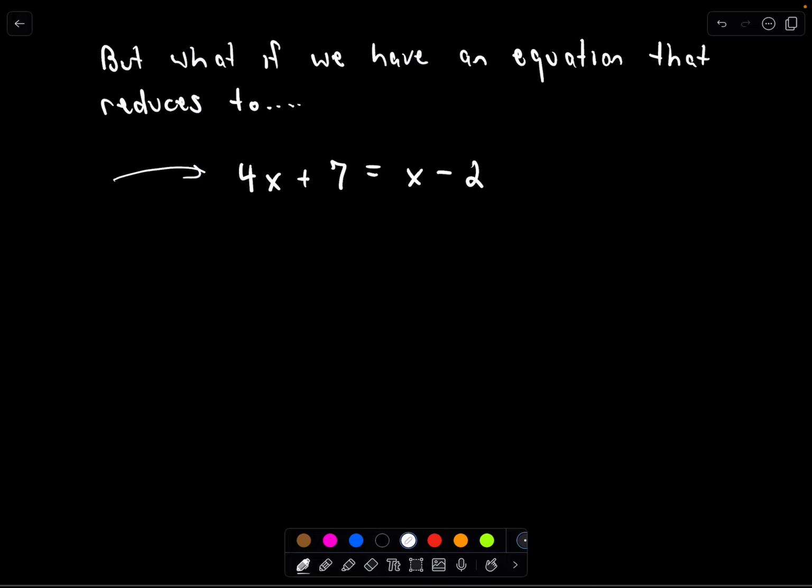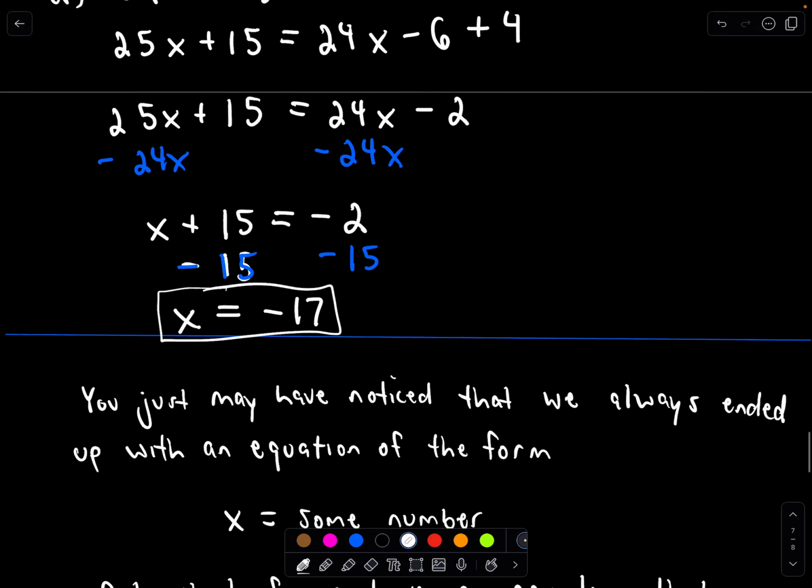4x plus 7 equals x minus 2. I could do the same thing. I could combine all my like terms. I'm going to try to put all my x's on one side. So I could subtract x from both sides. 4x minus x is 3x on the left. Just left with negative 2 on the right. And now, okay, I've got 3x plus 7. Well, let me subtract 7 from both sides. That's going to leave me with 3x equals, well, negative 2 minus 7. That's negative 9.